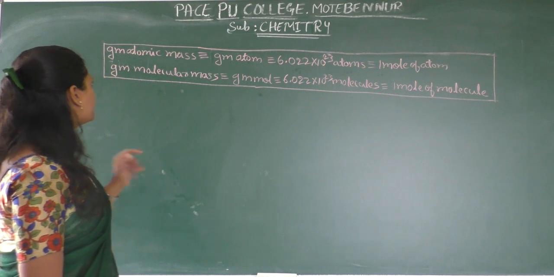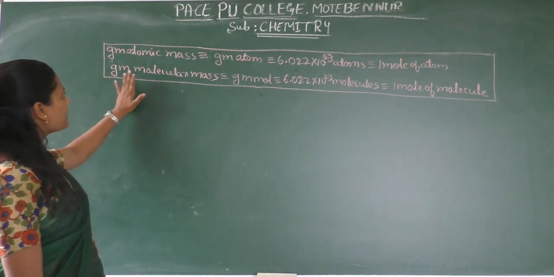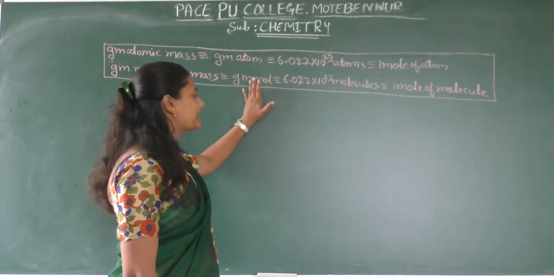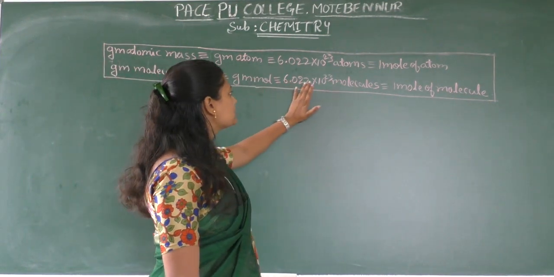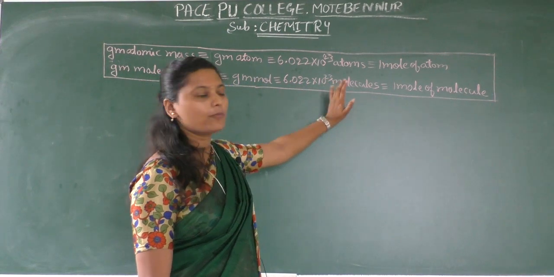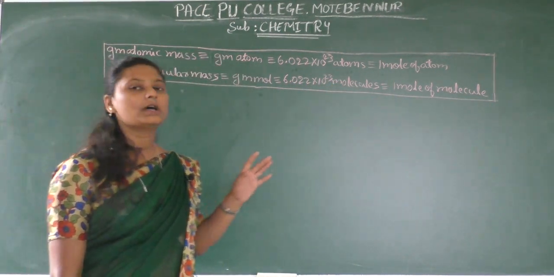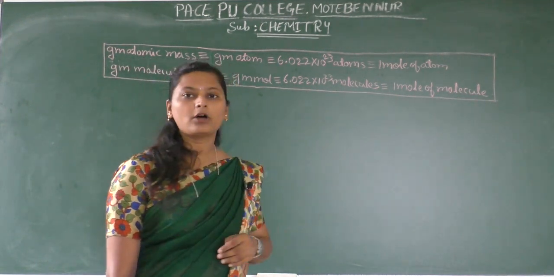In the same way for a molecule, the gram molecular mass is equal to gram mole, so that gram mole contains 6.022 into 10 raised to 23 molecules. So 6.022 into 10 raised to 23 molecules, that is nothing but the 1 mole of molecule.